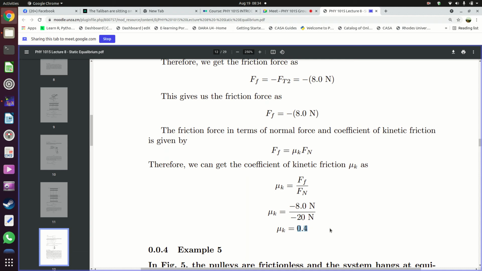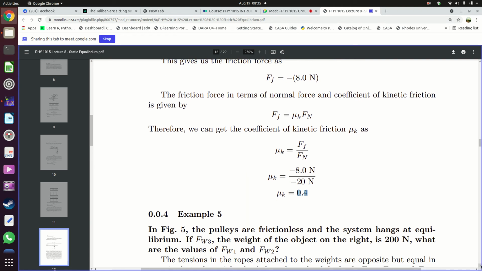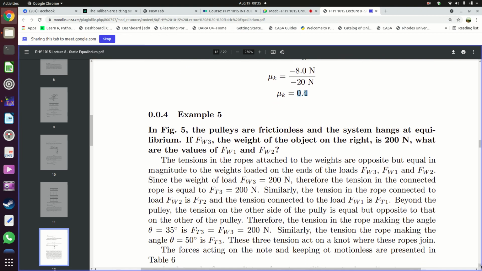So this is how you work out your equilibrium problem. Okay, what does the next one say? Any questions?